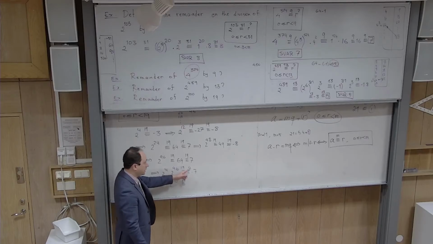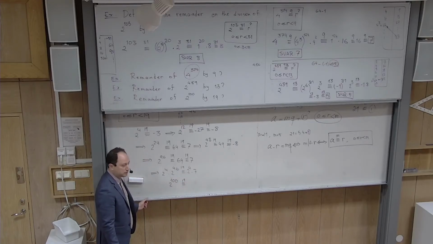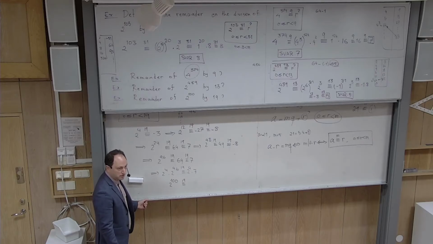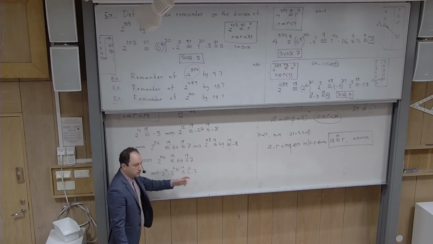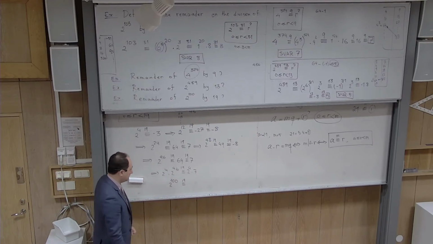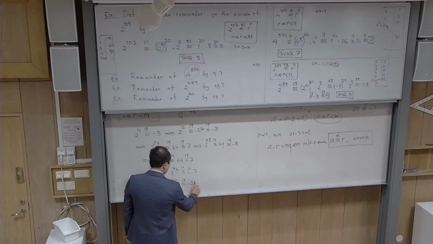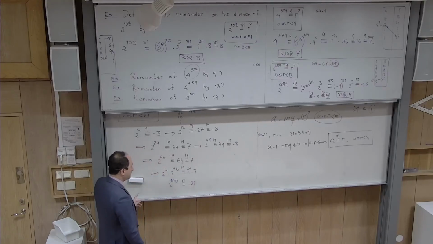What is another name for 2 to the power 4? 2 to the power 4 is 16. Instead of 16, I can write minus 3. Yes? 16 is minus 3 when it comes to modulo 19. And minus 3 times 7 is minus 21. So you see, I am using modular arithmetic all the time.